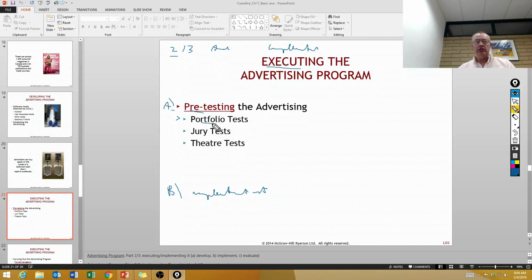There's the so-called portfolio test, where the advertiser comes up with multiple versions of ads for our product. So this one has women in it, this one has men, this one has kids, and then they show this portfolio of ads to customers, and then they record the customers' comments. Oh, I like the women one and the kids one better.